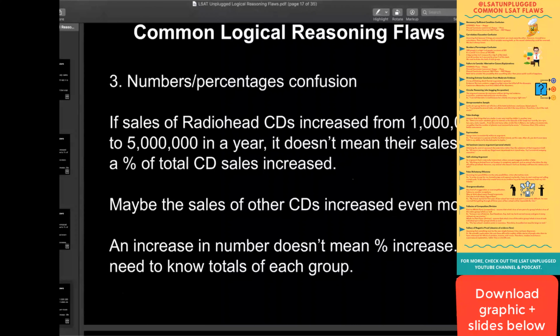Then we have another example here with CD sales. If the CD sales are increasing from 1 million to 5 million, doesn't mean that their percentage of sales out of all CD sales has increased overall. Although that's a 5x increase, maybe other CD sales are increasing even more. Again, about the totals. This is just another example of the same thing.